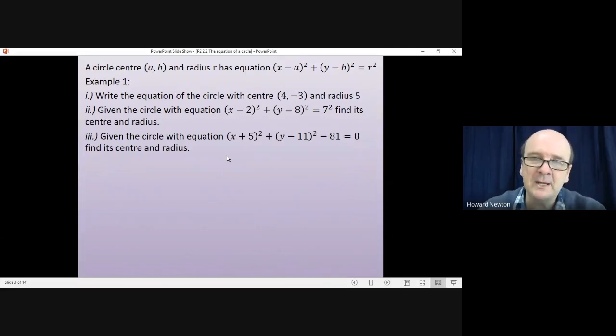Very little is happening on these questions. All we're doing is using this basic definition of a circle. What I'll do for each question is write down what a is, write down what b is, write down what r is, and then write down what they asked me to find. Okay, I'll let you have a go at doing all of that for these 3 questions. So pause the video, have a go, and then come back to me when you're ready.